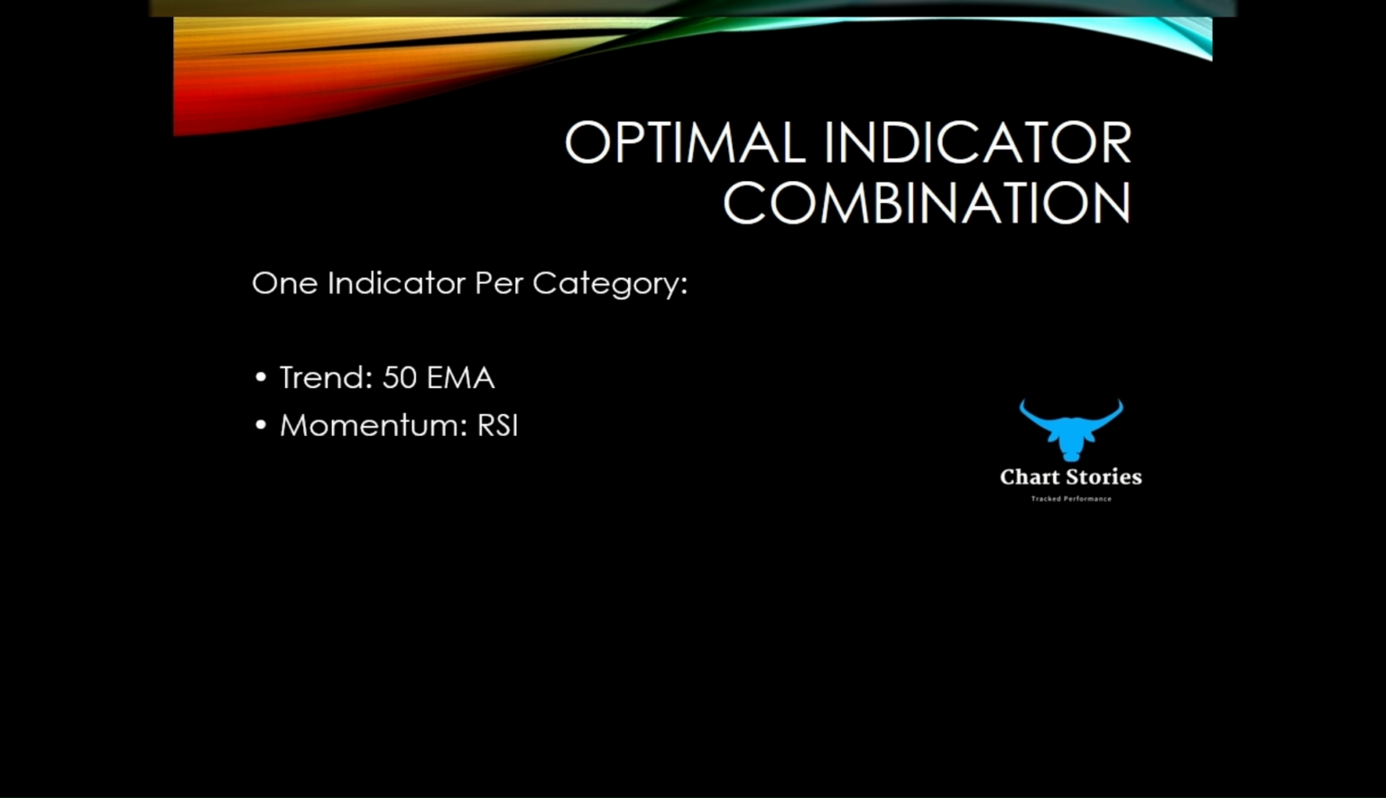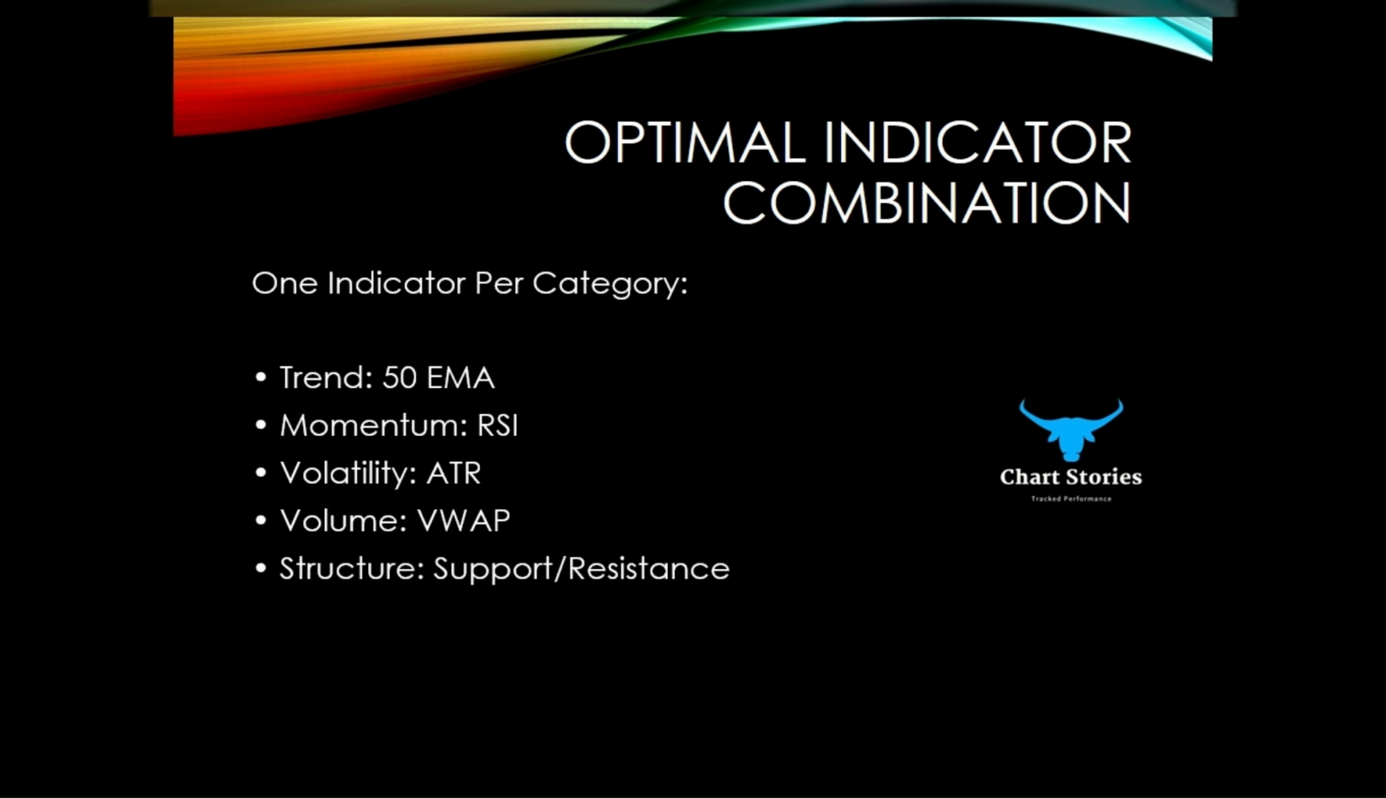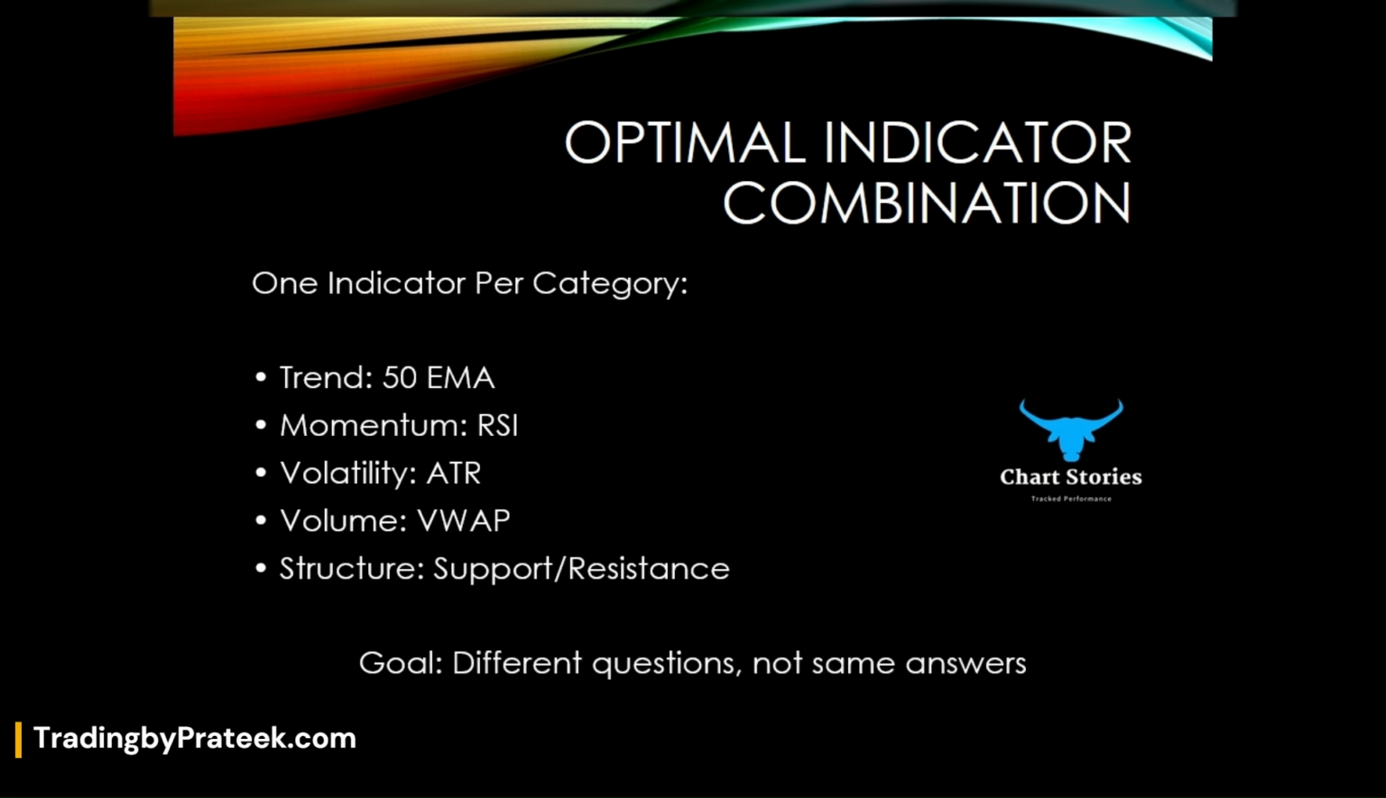Similarly, for momentum, we could use MACD, stochastic. I've put up RSI as an example. For volatility, we could use average true range. For volume, we could use VWAP or simple volume bars. For market structure, of course, support, resistance. Each tool answers a different question. Different questions create clarity. Same questions repeated create confusion.